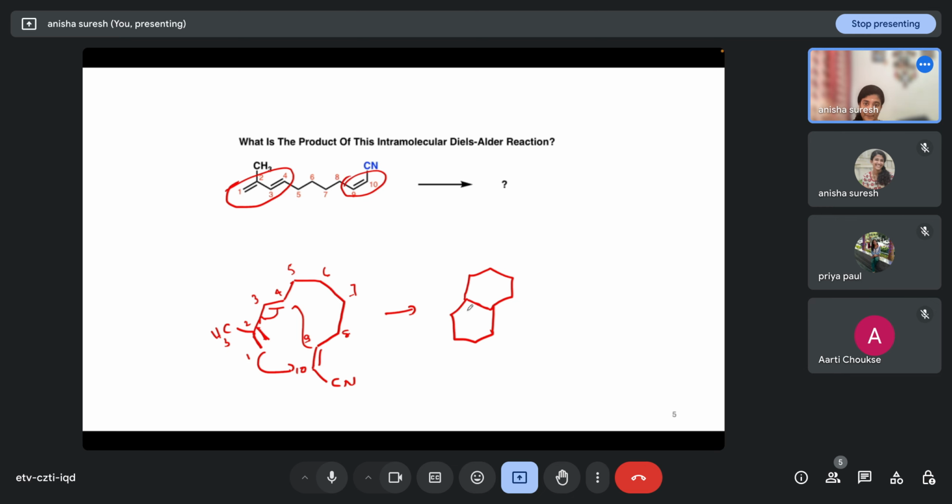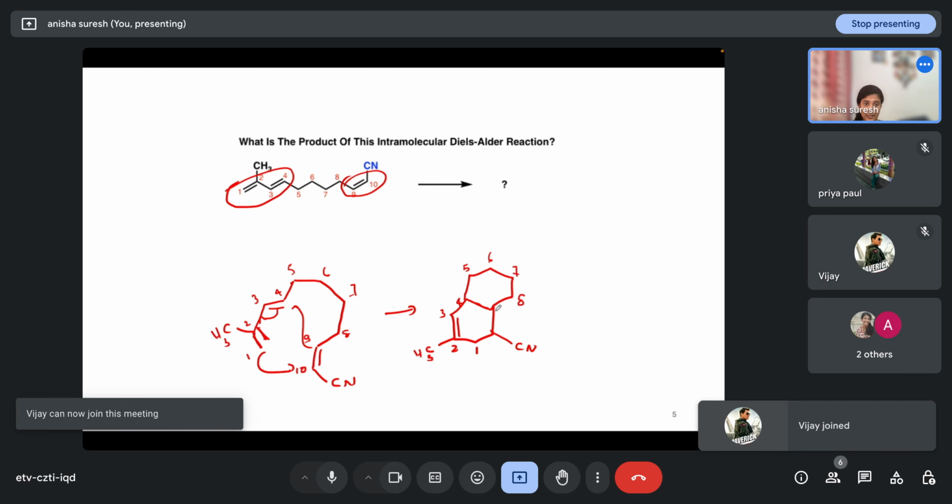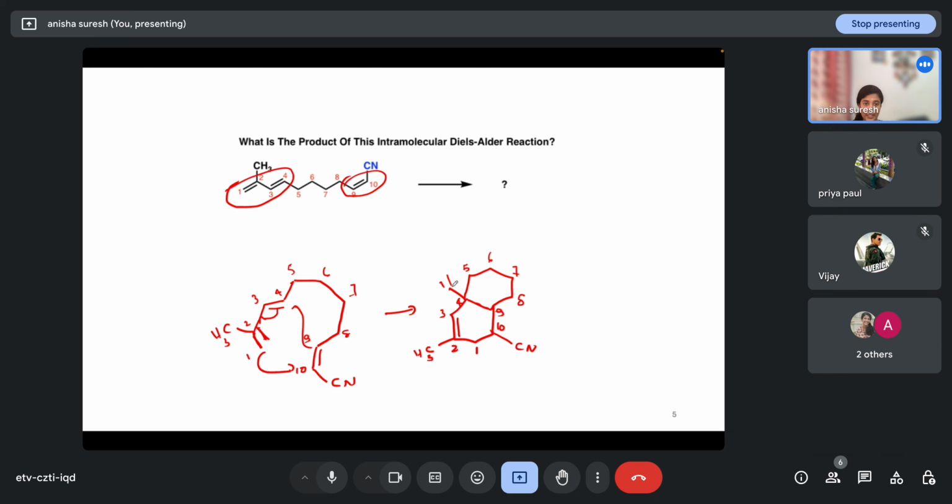Okay. So CN will be coming here. This is C10, C1, and in C2 CH3 will be coming, and in C this is 1, 2, 3, 5, 6, 7, 8, 9, 10. So what will be the stereochemistry of the hydrogens here? These two hydrogen centers and the CN center. What will be the stereochemistry?